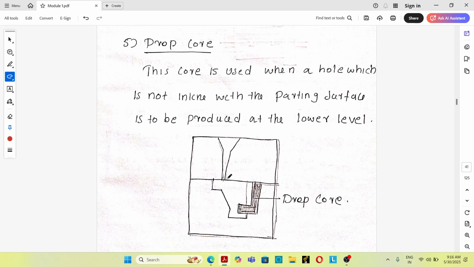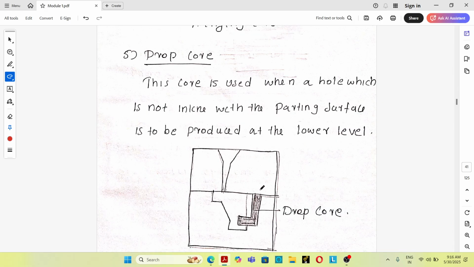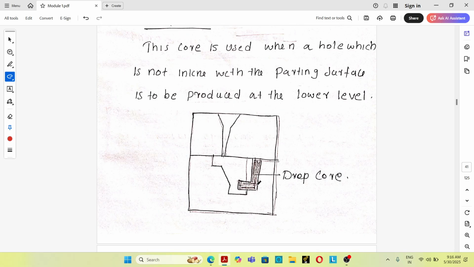And the last one is the drop core. A drop core is used when a hole which is not in line with the parting surface is to be produced at a lower level. What is the purpose of a drop core? You can see this is a drop core, this is the core portion and this is the drag portion. So what is the purpose of a drop core?